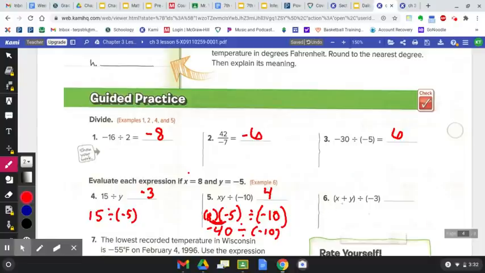Now, I wanted to also talk through number 6. And this is going back to our addition and subtraction rules. So I want to just refresh on those as well.